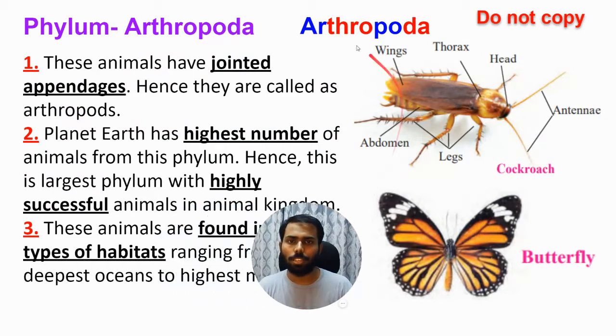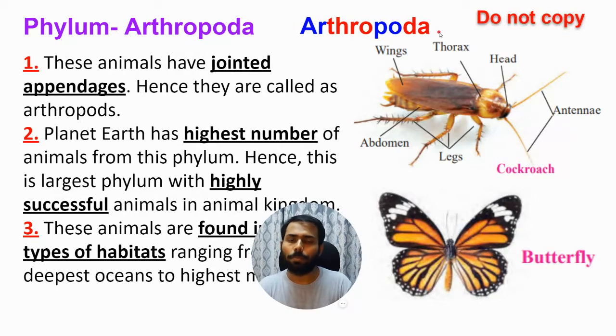The fourth phylum is AR is R, THR is throw, PO is po, D is da. Arthropoda. Okay, poda. Poda sounds like a South Indian breakfast dish, right? It sounds like a South Indian food dish. But one of the examples of arthropoda is cockroach. So once you know that cockroach is part of arthropoda, it does not sound like a breakfast dish now, right? So the pronunciation of this phylum is arthropoda.